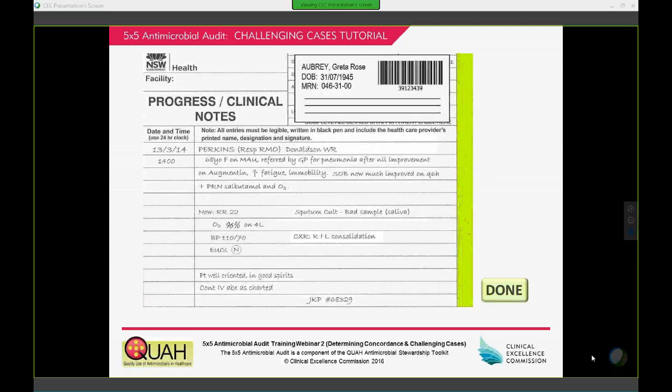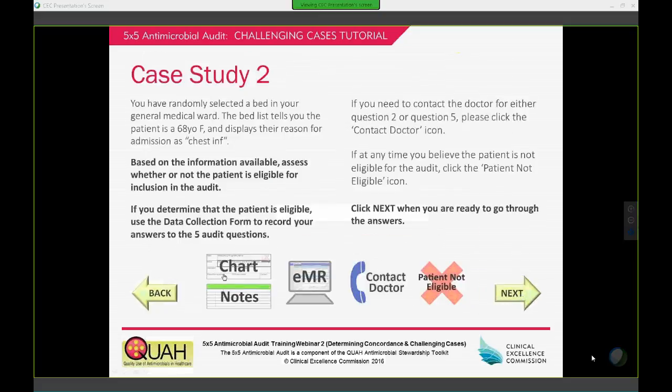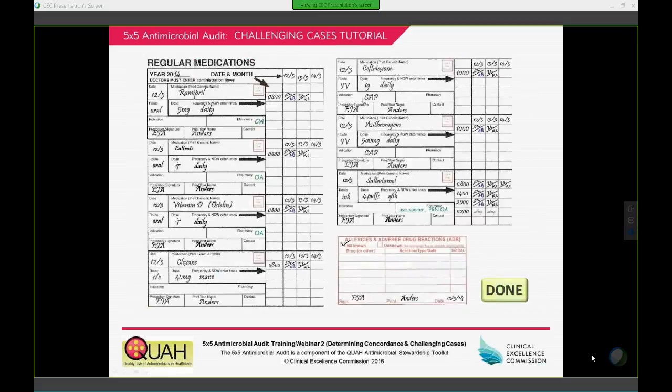So searching for an indication, we see that the notes say pneumonia up here, referred by GP for pneumonia. But I know that that isn't really specific enough to be matched to a particular guideline, so I'm going to search elsewhere for some more information. And you may have noticed when we first looked at the chart that we actually have an indication documented there on the chart as CAP, so community-acquired pneumonia, and that counts as a clearly documented indication for question 1, so that's a yes, and question 2, again, is not applicable.